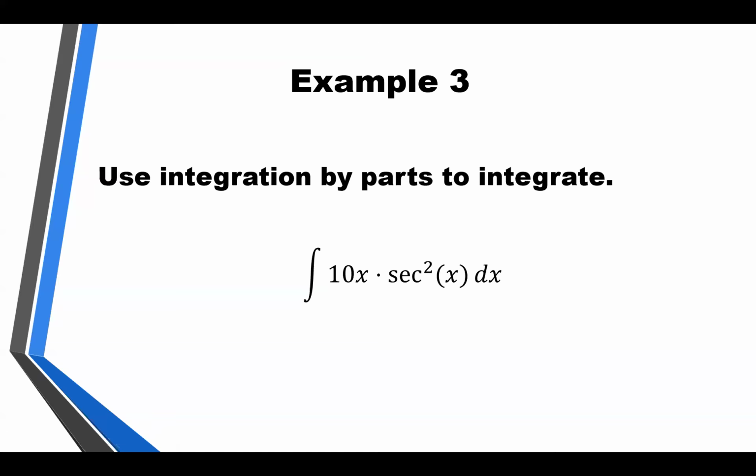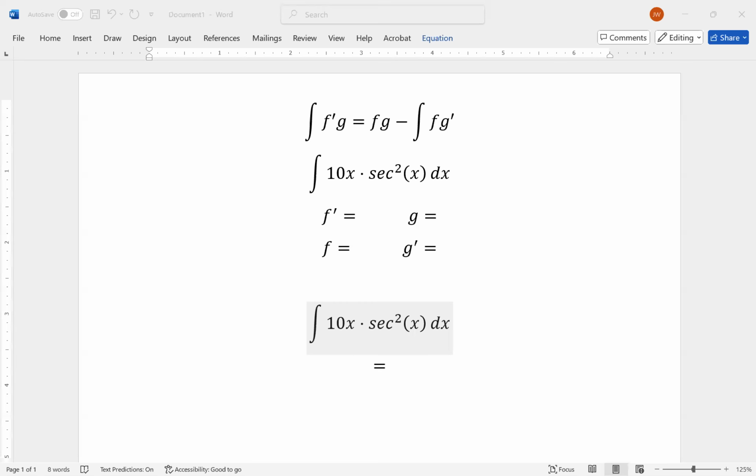So here's another example that we can use where we have a linear polynomial multiplied times a trig piece. So we have 10x times secant squared of x integrated with respect to x. If you want, push pause on the video and try this on your own, and I will just go ahead and solve this. I'll give just a couple of seconds if you do want to pause the video.